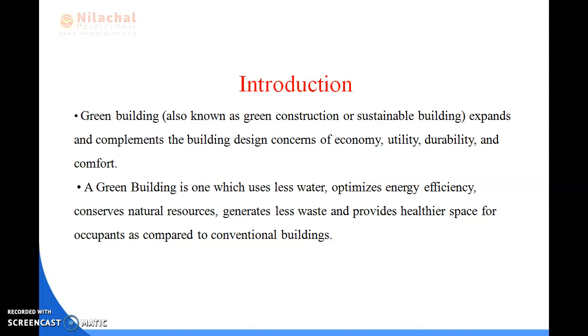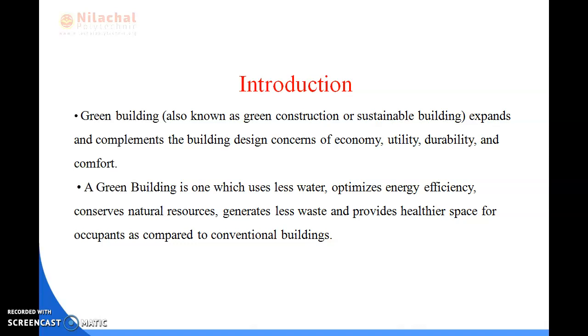So what do you mean by green building? Green building is also known as green construction or sustainable building. It expands and complements the building design concerns of economy, utility, durability and comfort. A green building is the one which uses less wastewater, optimizes the energy efficiency, conserves natural resources, generates less waste and provides healthier space for the occupants as compared to the conventional buildings.